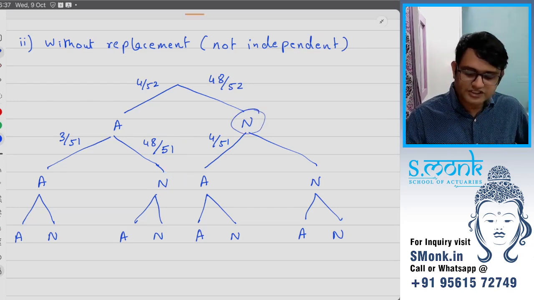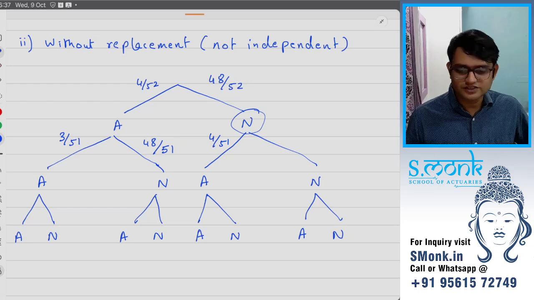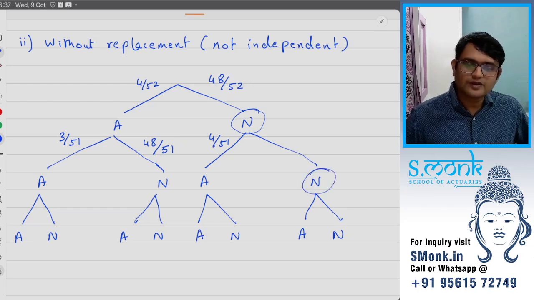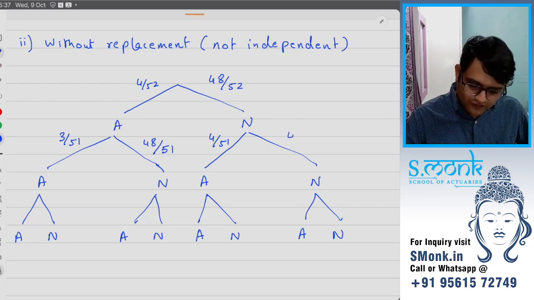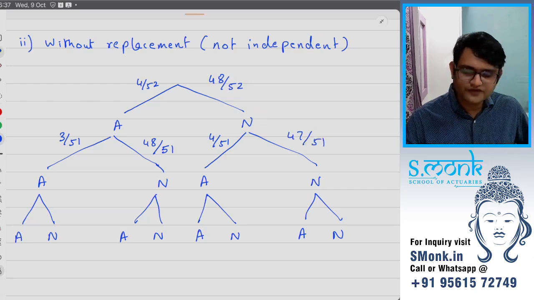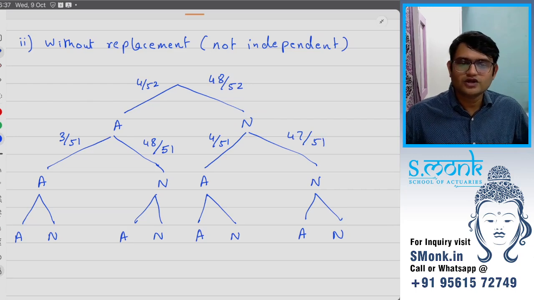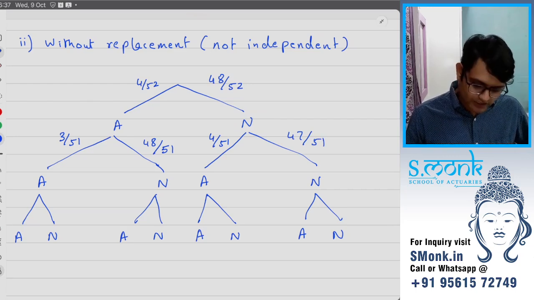But in the first card, if I got a not an ace, and now I am trying to find the probability of getting not an ace in the second card, I will have only 47 cards that are not aces out of 51 cards. Similarly, I can do the others.